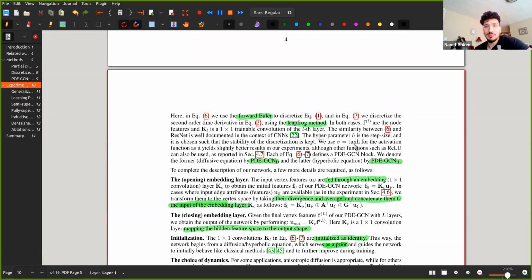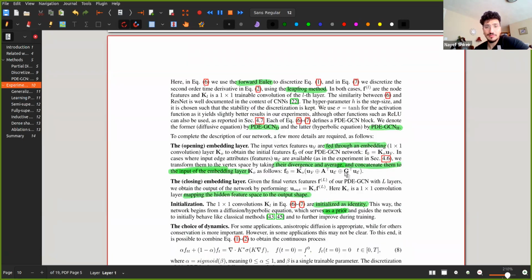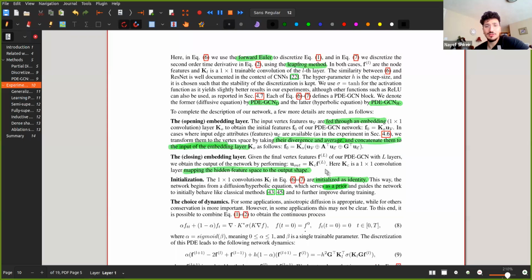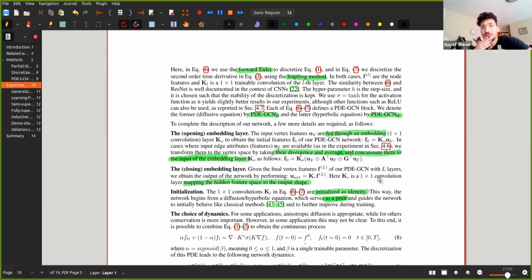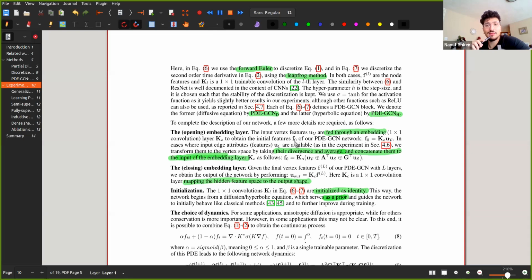And so they use the hyperbolic tangent for the nonlinearity, and they have a couple of layers here. You do a little bit of pre-processing on the data, so you have this convolutional layer before you feed it into the PDE-GCN network, which is just a pointwise convolution. And then if you want to solve your model using edge features instead of vertex features, you can just take the divergence and then average, right? Which I thought was pretty interesting, and that concatenates into the input embedding layer.